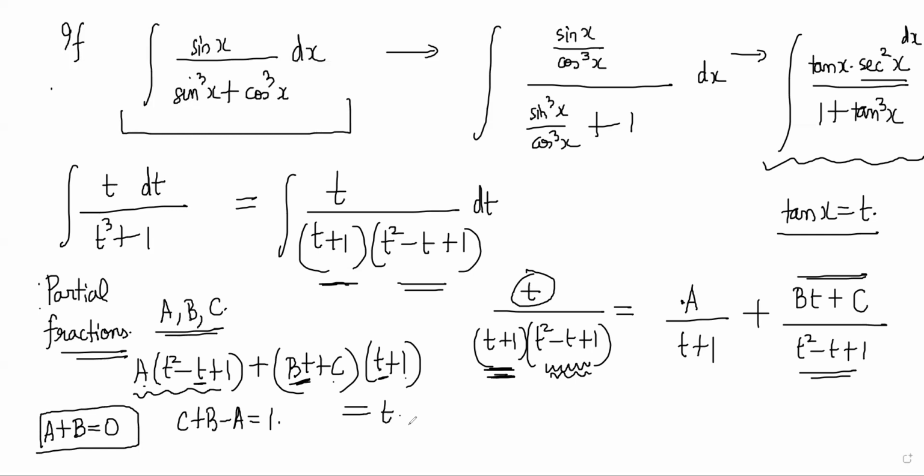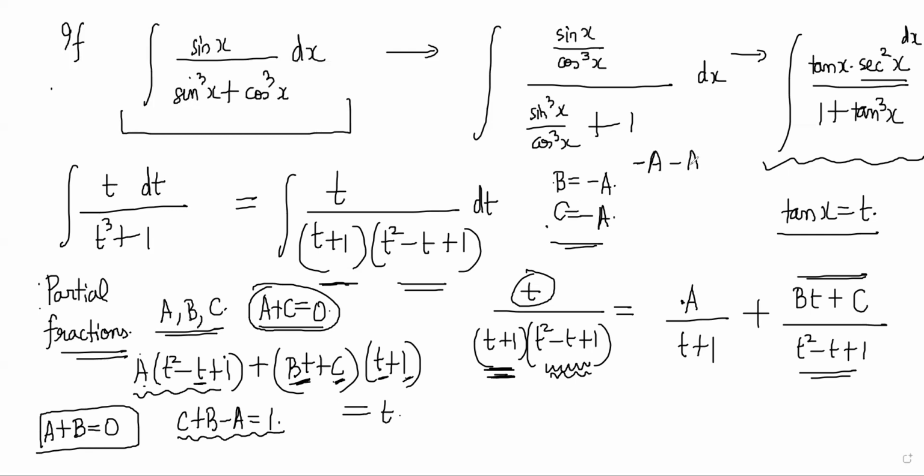Correct? Yes, sir. Also the constant term: A, and here it is going to be C, so A plus C should add up to 0, right? Yeah. So you have these three equations. You have to solve for A, B, C from here. It is very easy to solve. You can say from the first equation B is minus A. From the third equation C is also minus A, right? And you can put both of these things in the second equation, right? So you will get C is minus A, B is minus A, and minus A is equal to 1. So A is equal to minus 1 by 3, right?